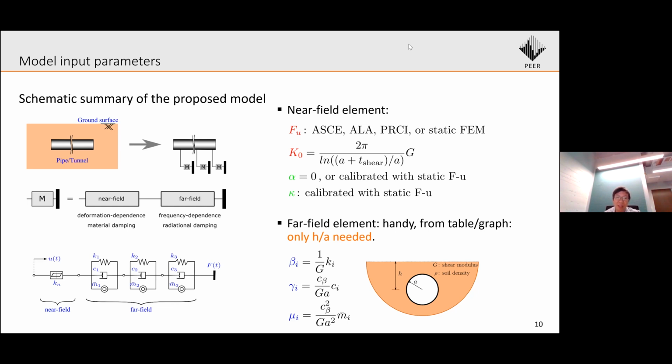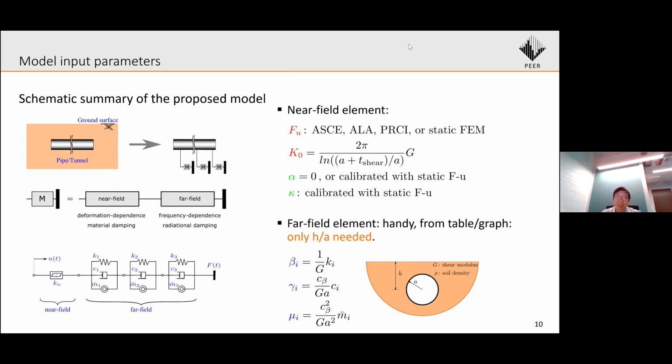While the far field element is responsible for simulating the frequency dependence and also the radiational damping of the soil domain in far region. And the inputs for near field and far field element are highlighted in different colors. So the red color means that the parameters are obtained very easily with just a single equation from very basic geometrical and mechanical properties of the problems.